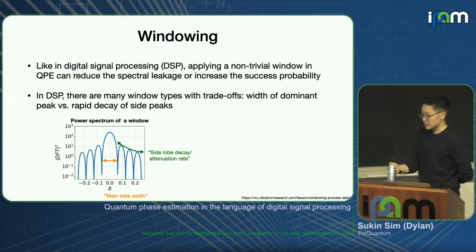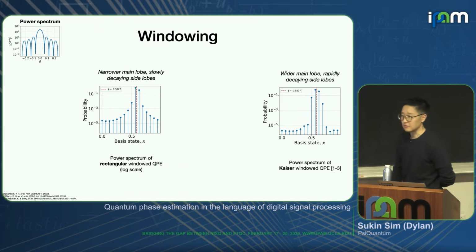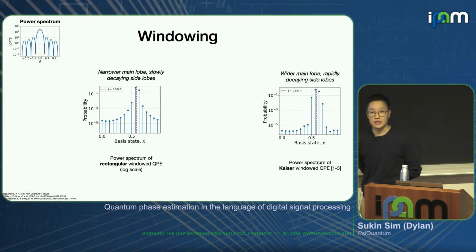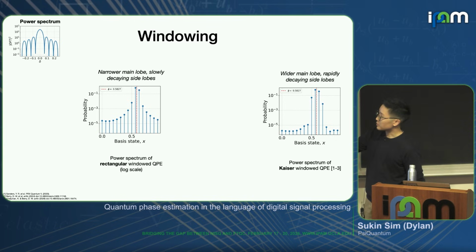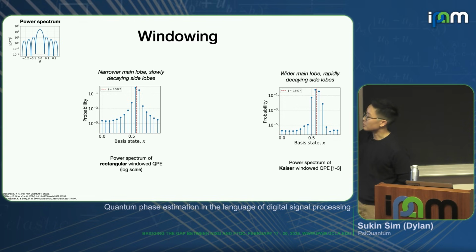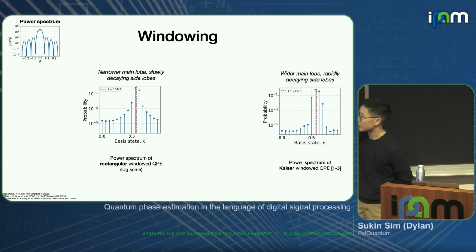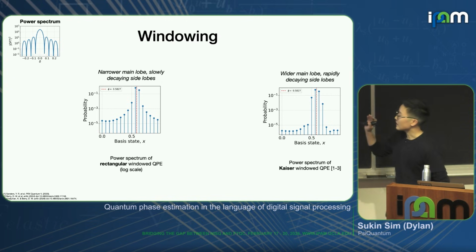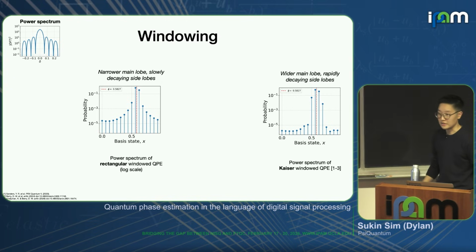And I wanted to show that this picture is no different from what we actually see in phase estimation, just a discretized version. So here I'm showing the power spectrum of phase estimation using the rectangular window on the left and the Kaiser window on the right.